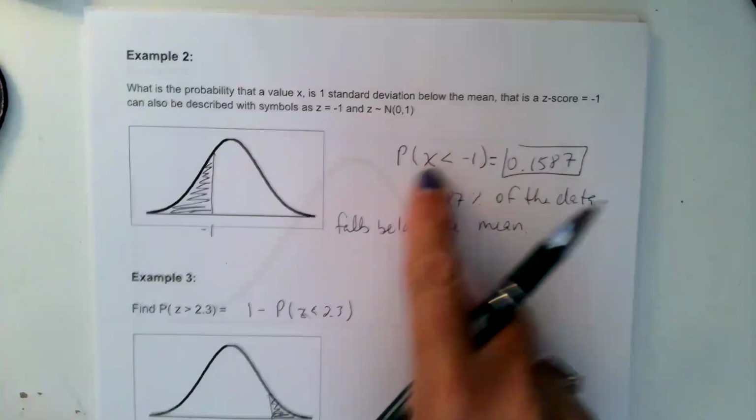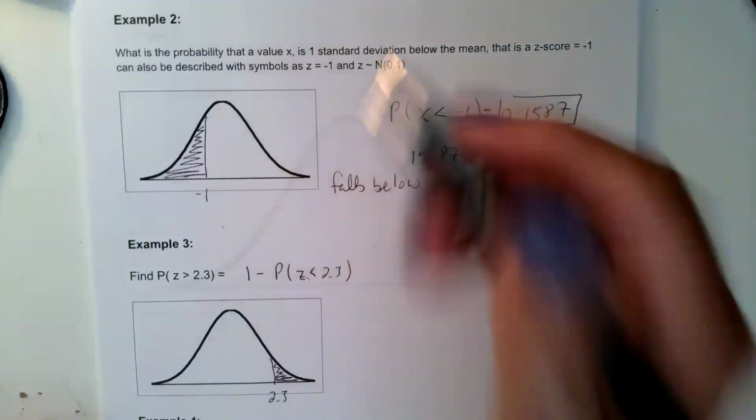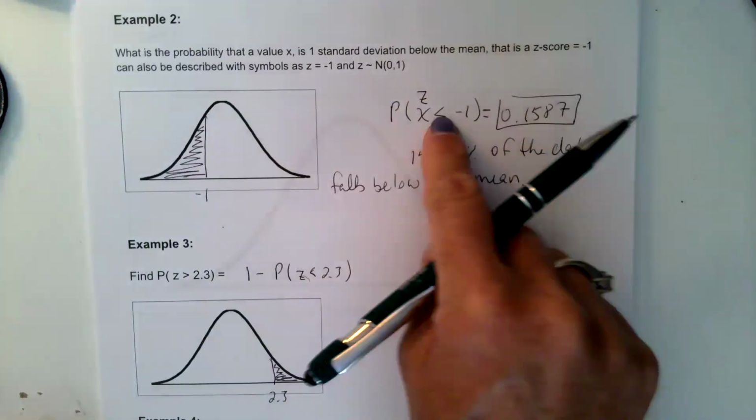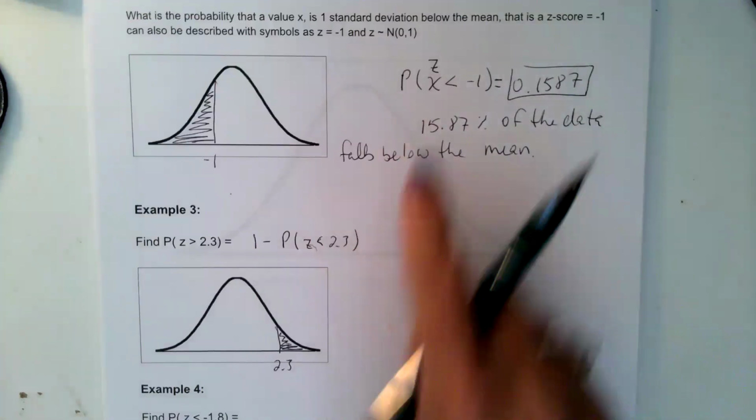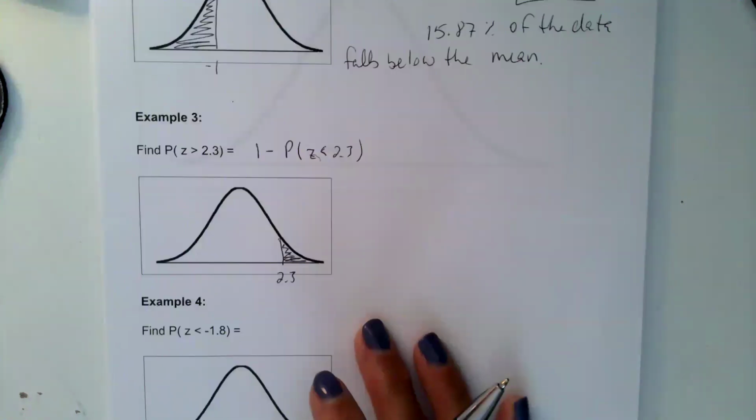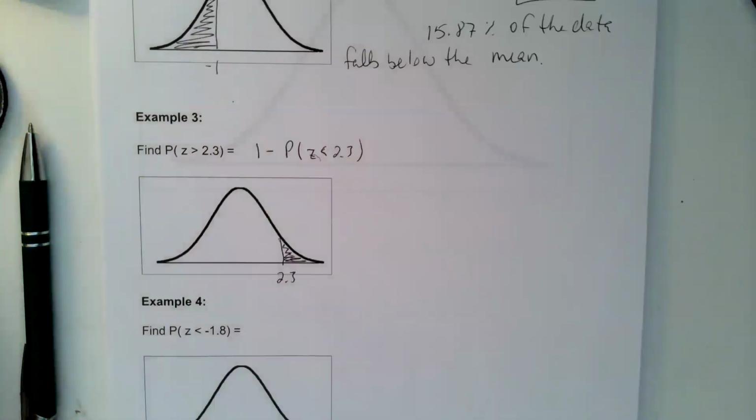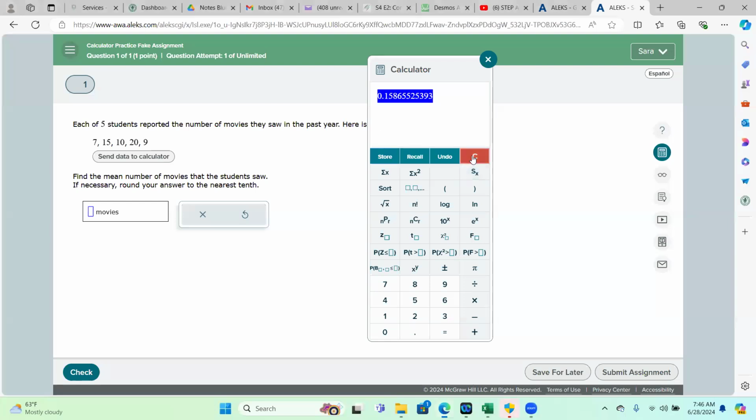Now you notice up here I wrote X, and here I'm writing Z. These are interchangeable as far as what we're using in ALEKS, the X and the Z. So let's go back to ALEKS to find this. So I'm going to clear that out, and I'm going to type 1 minus and put in my 2.3 because I really want the area that's greater than 2.3, so I have to do the complement. And so that comes out to be 0.0107.